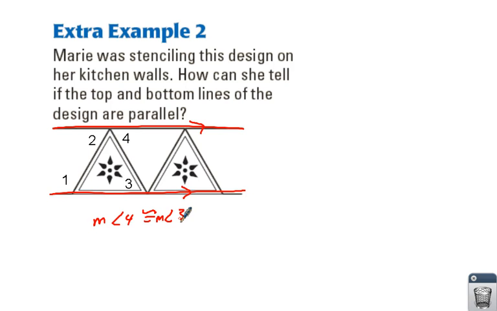What else could she do? That's about it on that, isn't it? So using alternate interior angles, the angles are congruent.